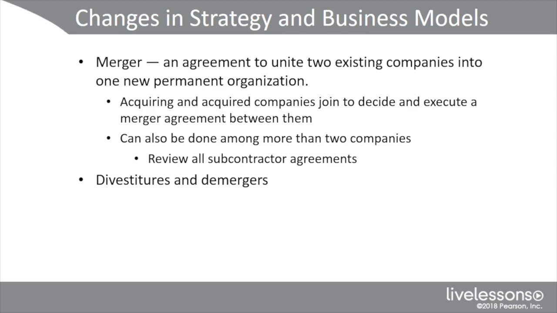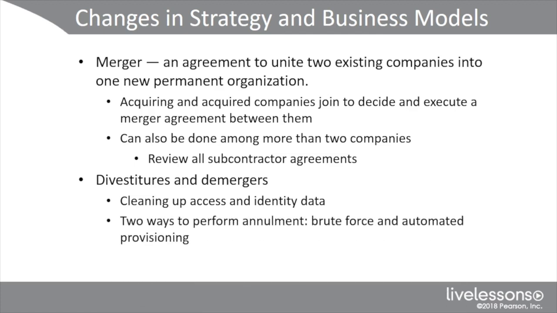The opposite of a merger is a divestiture or a demerger, where you're kind of breaking up the company or separating it into different companies. Some of the key issues here that we'll have to think about, especially as a CISO, is cleaning up any access rules and rights and permissions, identity, data, information. There's ways to perform this annulment.